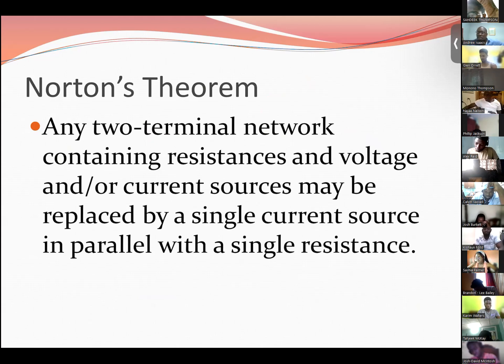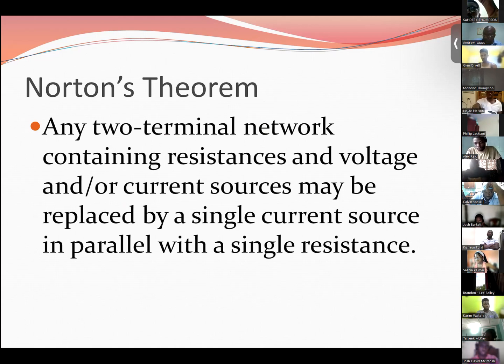So again, it describes a two-port network or two-terminal network, the same network having resistors and voltage and current sources. And it says that it can be replaced by a single current source in parallel with a single resistance. So the same network that I spoke to at the beginning, that's what is being reflected here again.